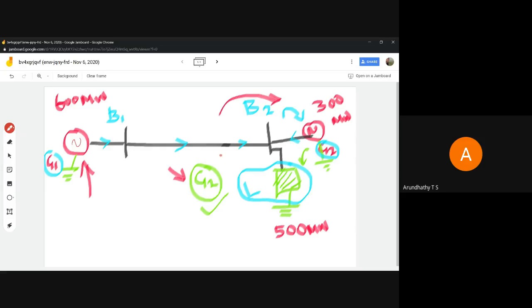300 from G2 and 200 from G1. Yeah, absolutely. 300 will be applied from here. 300 will be generated over here. It will not actually be full load; it will be around 270 megawatt, right? So nearby 300, and the remaining load is now going to come from G1.